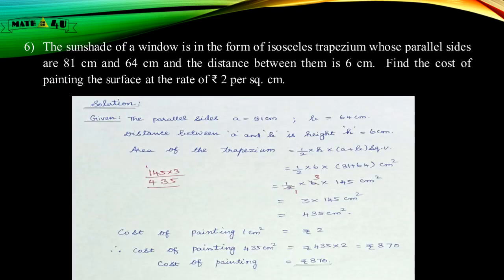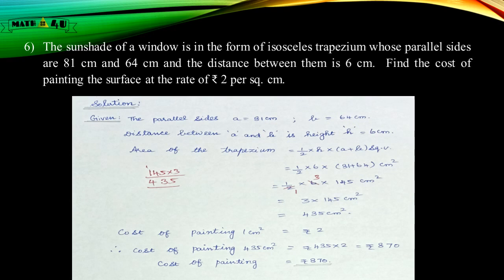The sunshade of a window is in the form of an isosceles trapezium, whose parallel sides are 81 centimeter and 64 centimeter, and the distance between them is 6 centimeter. Find the cost of painting the surface at the rate of rupees 2 per square centimeter.